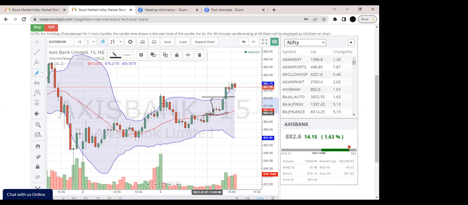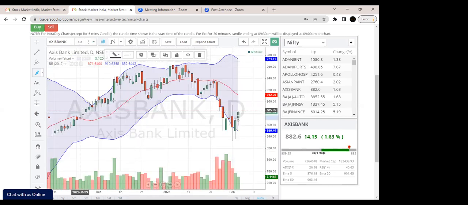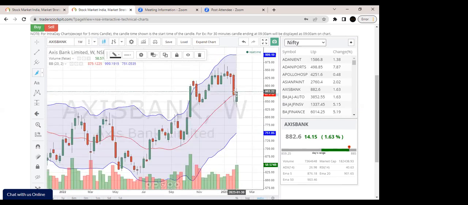But if we see only 15 minutes, it might be a bit difficult to take a trade. So at that time what we will do is go and check the day time frame also. What is it saying in the day time frame? Let's say in the day time frame it's below the middle band, which is not a good sign. And in the weekly time frame, the crossover is happening above the middle band, which is a good sign.